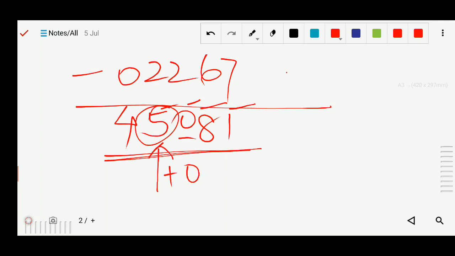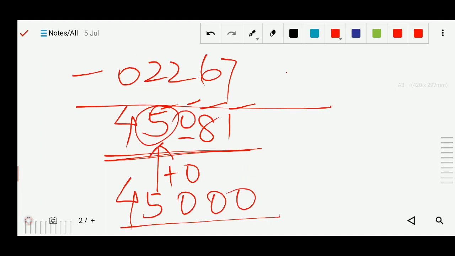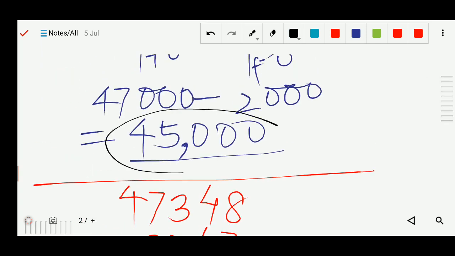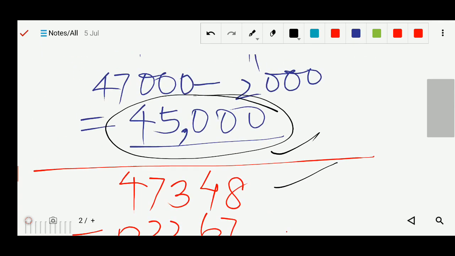Here is 0, so it will add 0 only. So 45,000. You can see this 4 became 40, this is 80, this is 000. So here you can see in both, here 45,000, here also 45,000. So it means our answer is correct. So our checking is correct.